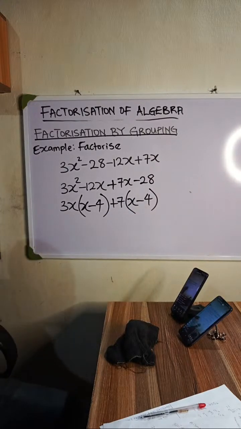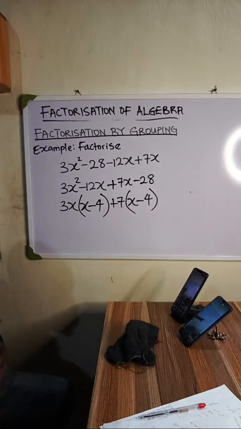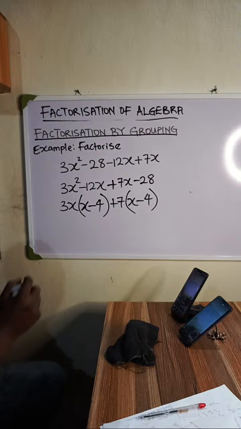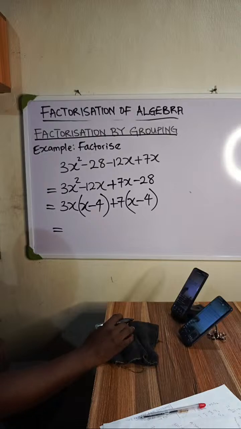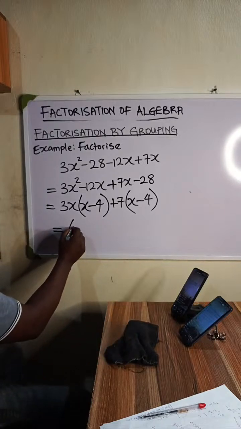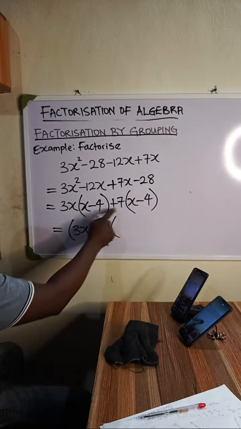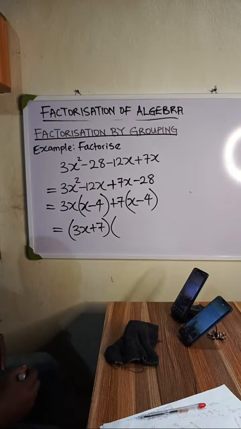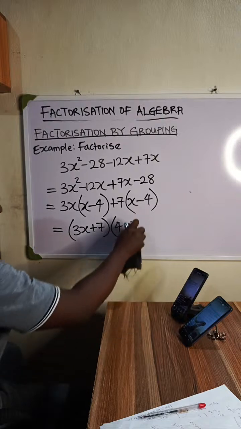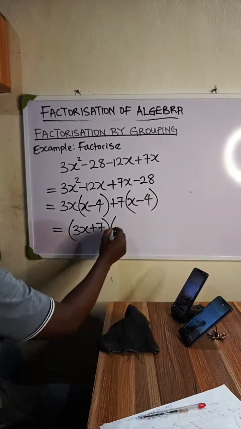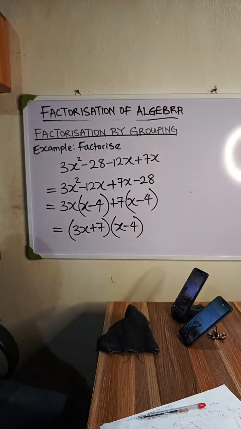So that shows that if you look at this, you see that both of them are the same. So now the values outside the bracket, we put them together. 3x plus 7. The values inside the bracket, since they are the same, we'll just write one. x minus 4. So the answer is 3x plus 7 times x minus 4.